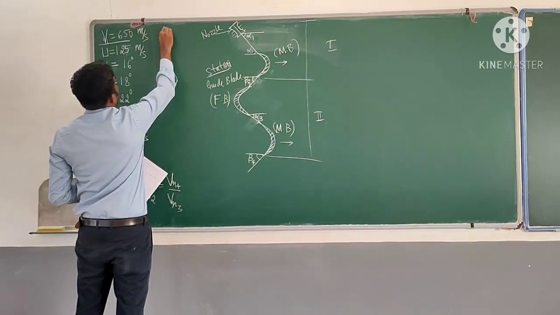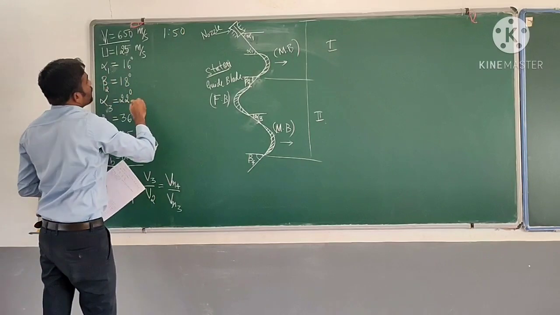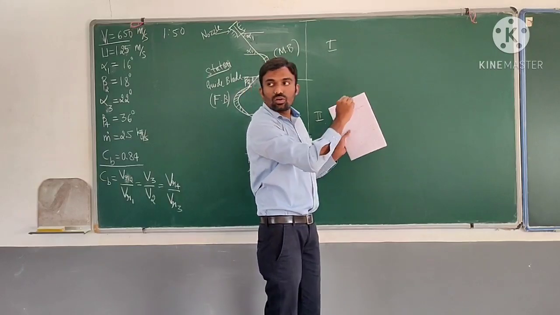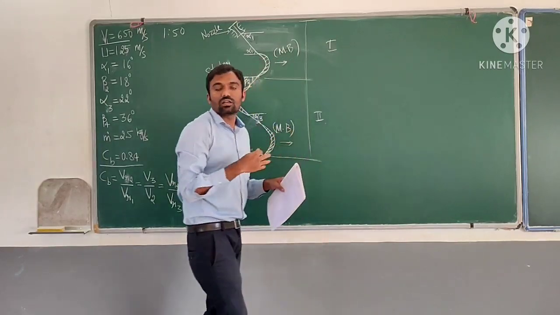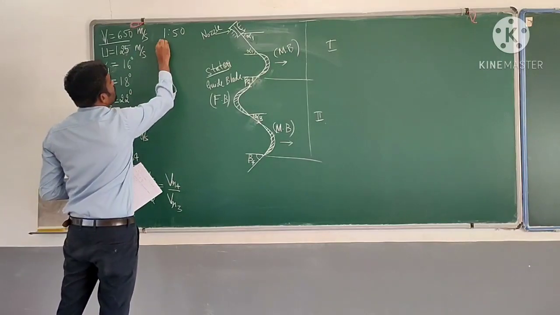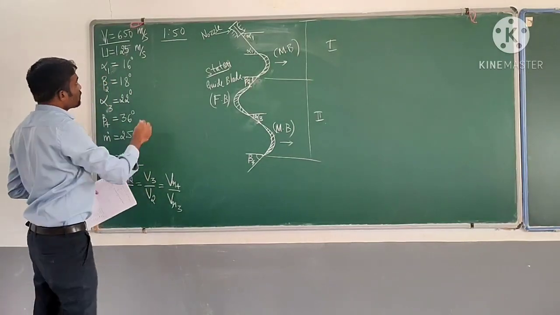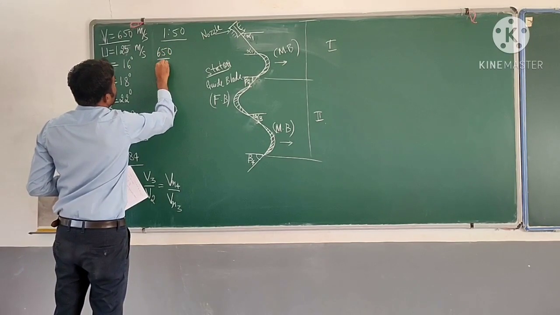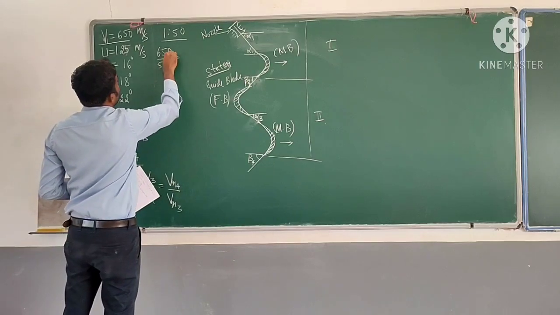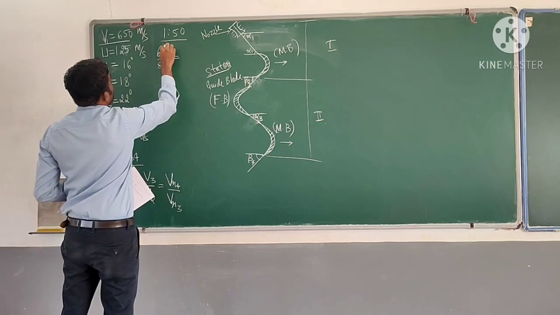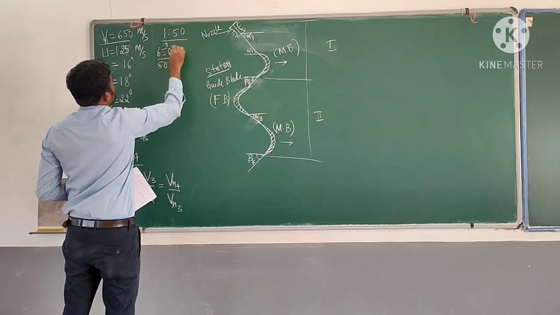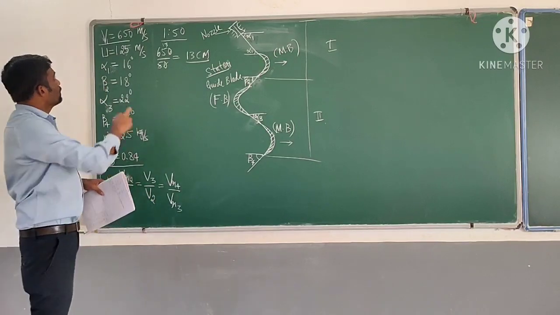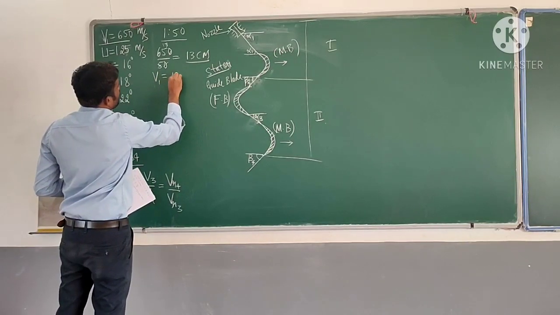So if I take the scale to be 1:50, okay, we will be converting this meter per second into centimeters, so that we can draw in the graphical method, or we can do it by graphical method. So I will be taking the scale of 1:50. If I take that, then 650 divided by 50 will give me 13 centimeter. By the scale of 1:50, the V1 will be converted into 13 centimeter.